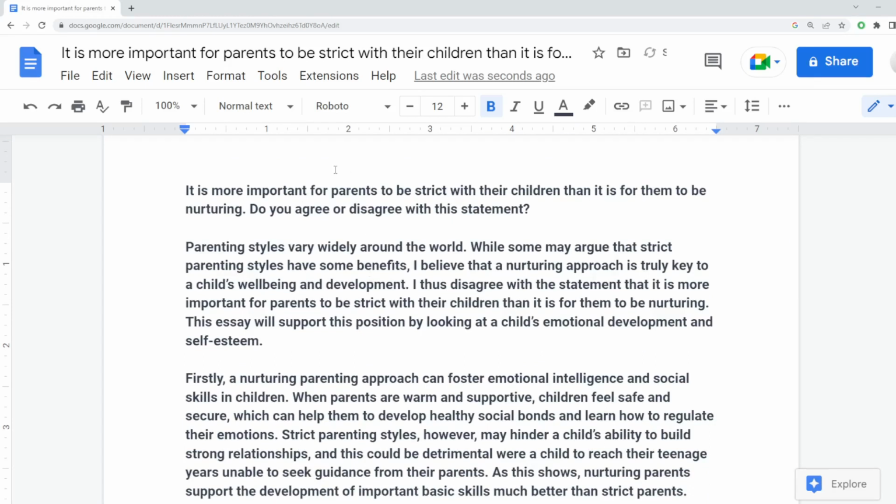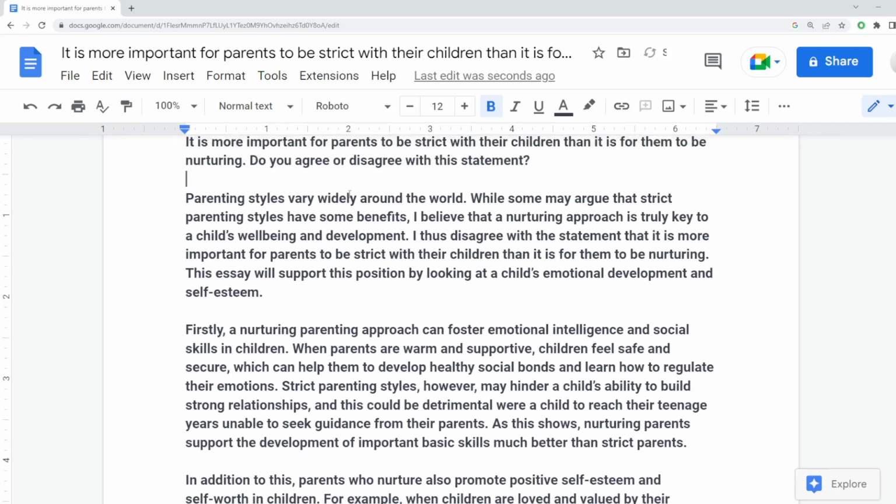So let's go through the essay question 2. It is more important for parents to be strict with their children than it is for them to be nurturing. Do you agree or disagree with this statement? Parenting styles vary widely around the world. While some may argue that strict parenting styles have some benefits, I believe that a nurturing approach is truly key to a child's well-being and development.